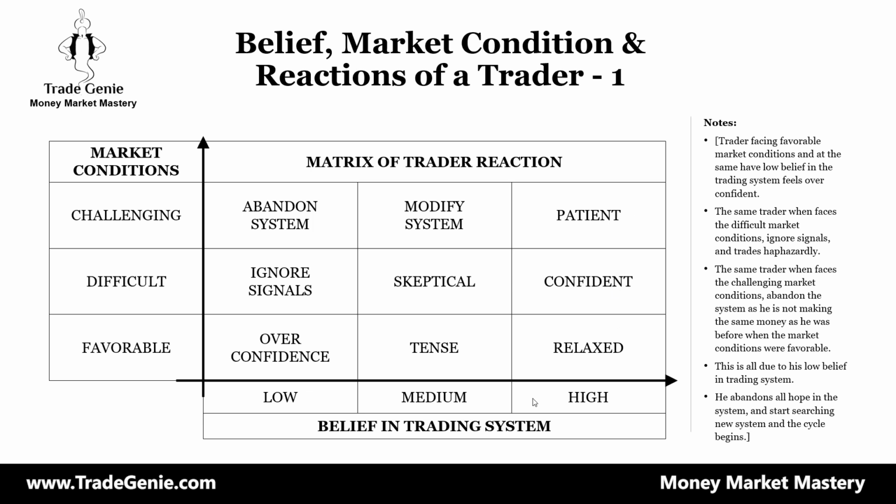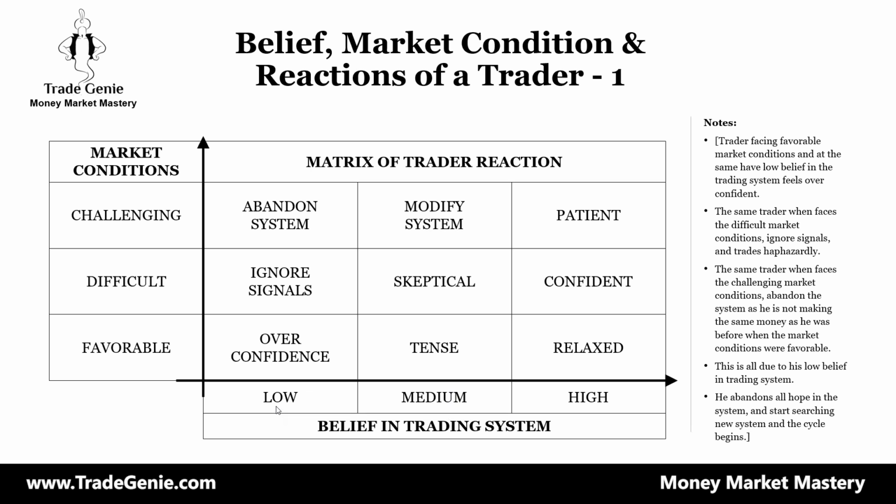But if my belief is not high in a challenging market condition, I start to become skeptical. When the market becomes challenging, I start modifying the system. That's where I go and modify this indicator and that indicator. I buy another indicator. I change the moving average from 20-day to 21-day, or exponential to simple moving average, and crossover and this and that. I tweak. I start tweaking. So what happened? Because I have a medium belief, I'm not patient. I start modifying.